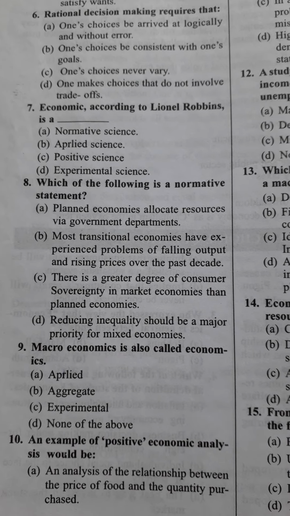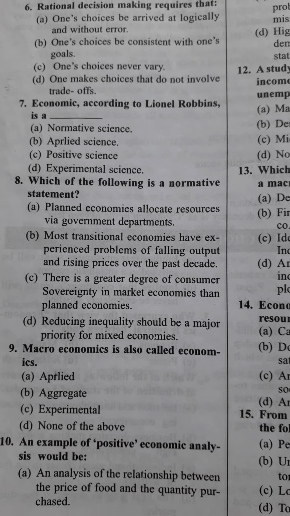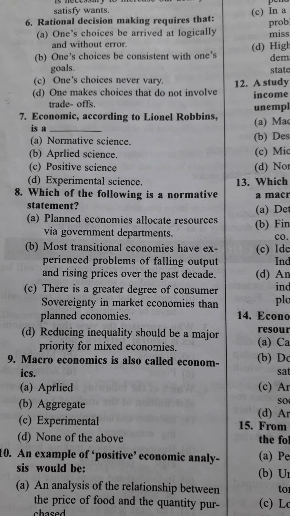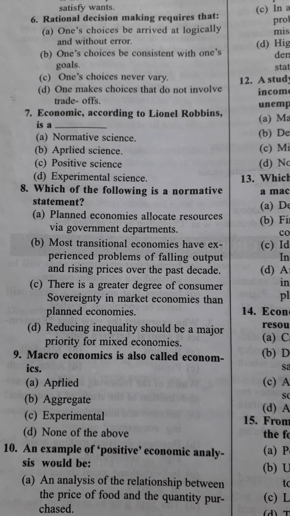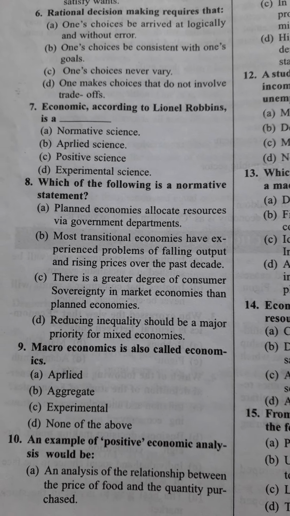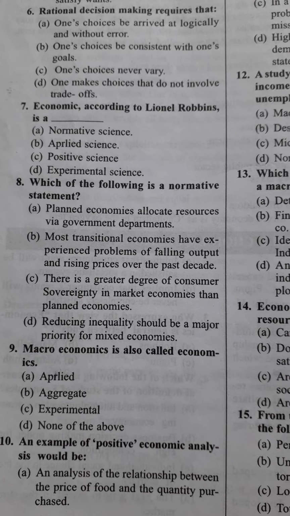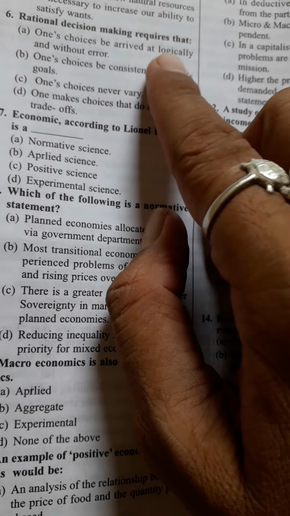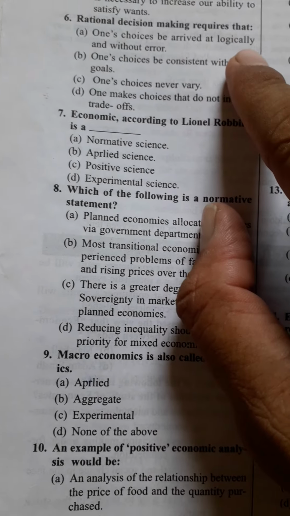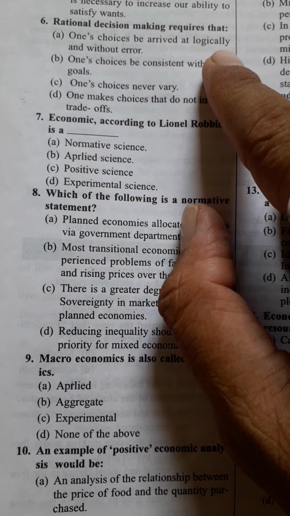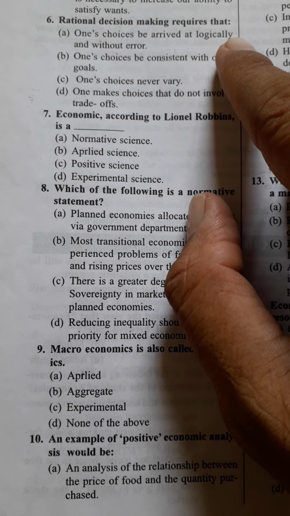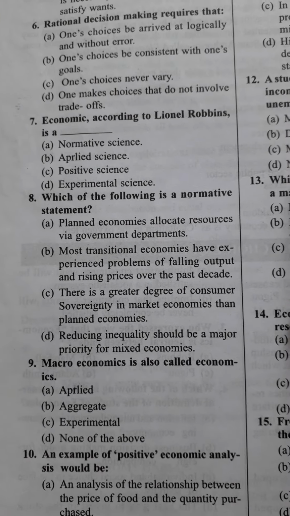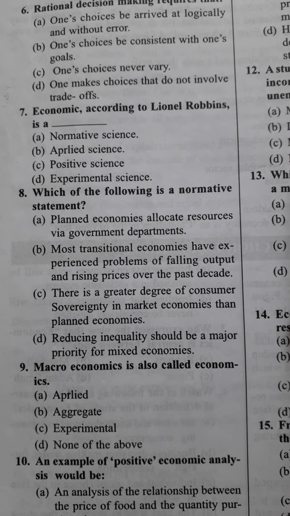and without error. Can we choose this option? Because it doesn't mean anything, because see, one's choice be arrived at logically without error, so that cannot be ensured by man, it is impossible. So without error we cannot conclude, so that option is not right, we cannot choose that. The question is: rational decision making requires that one's choices be arrived at logically and without error, so first option cannot be chosen. Second one is: one's choices be consistent with one's goals.